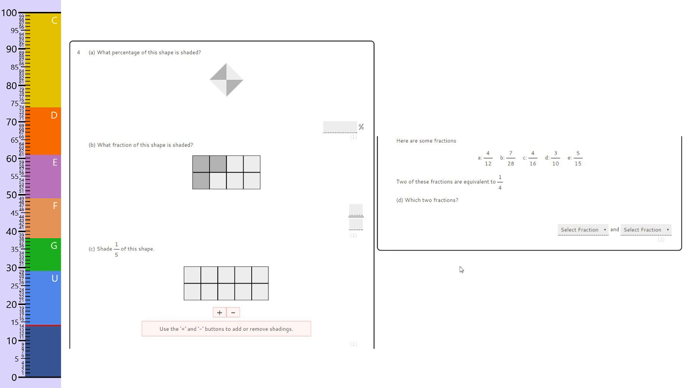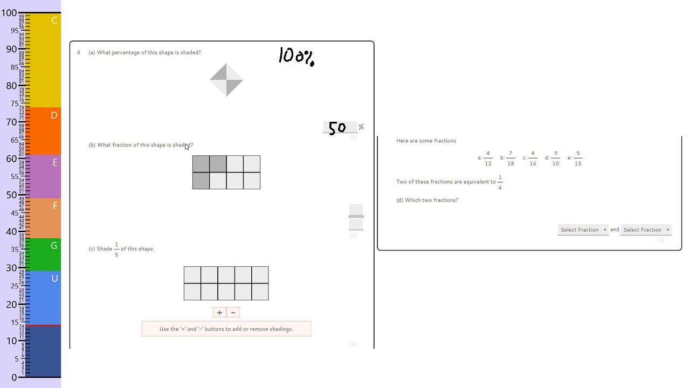Okay, so some simple fraction questions. Looking at this shape, half of it is shaded. We've got half of the top bit and half of the bottom bit, so half in total. But what is half as a percentage? Percentages are all out of 100%. So what's half of 100? It'd be 50. So it'd be 50%.